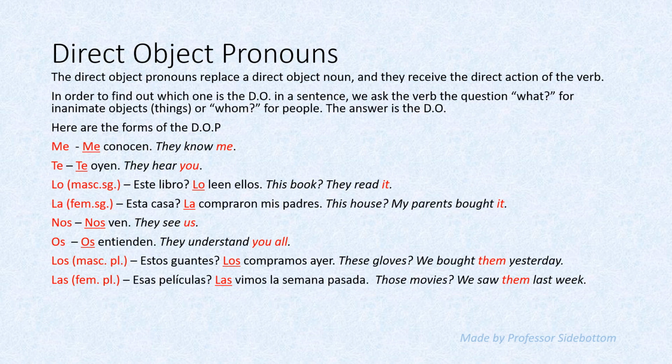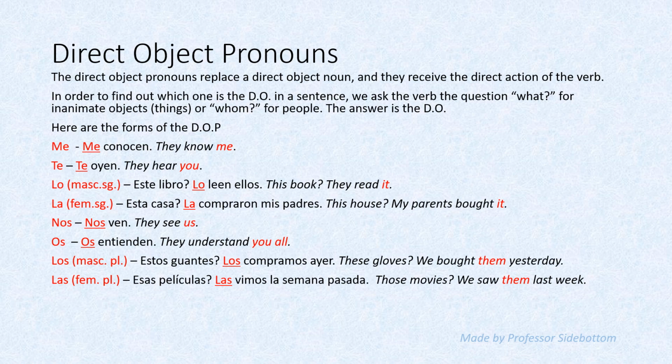Next, let's review the direct object pronouns in Spanish. The direct object pronouns replace a direct object noun and they receive the direct action of the verb. In order to find out which one is the direct object in a sentence, we ask the verb the question what for inanimate objects or things, and the question whom for people. The answer is the direct object. Here are the direct object pronouns in Spanish. Me, te, lo, la, nos, os, los, las.